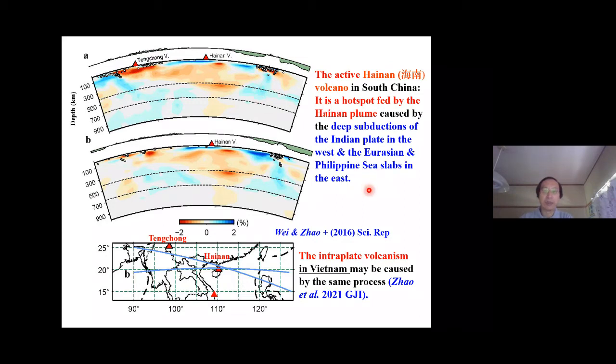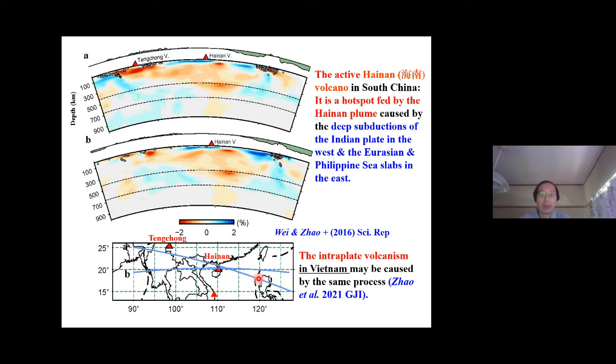So there's certainly a relationship between the deep subductions and the mantle plume. Our recent work shows that the intraplate volcanoes in Vietnam may also be caused by the same process in this region.